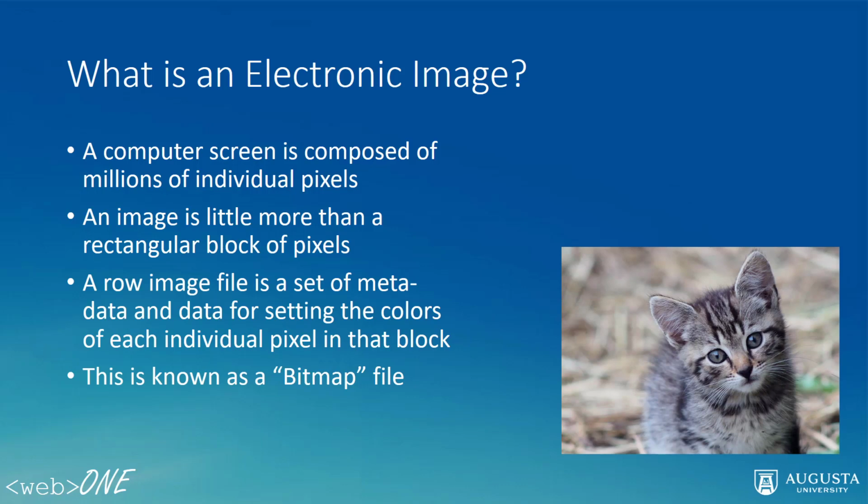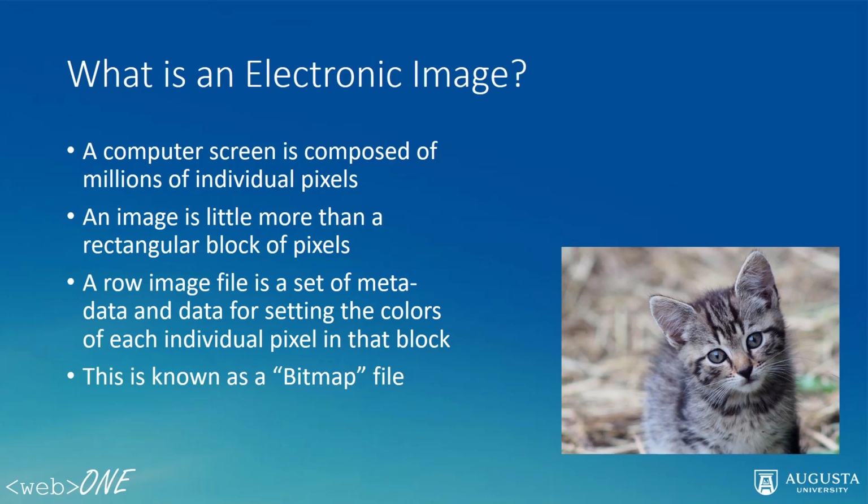A raw image file is a set of metadata and data for setting the colors of each individual pixel in that block. When you save an image on your computer, it's stored as a file. The file contains not only the actual colors of each pixel, but also additional information, such as the size of the image, the type of colors used, and other details. This extra information is called metadata.